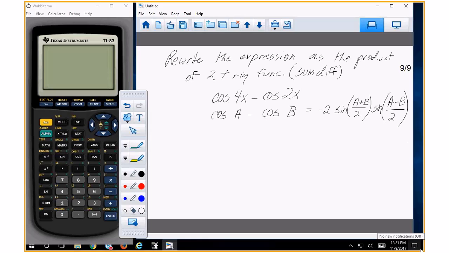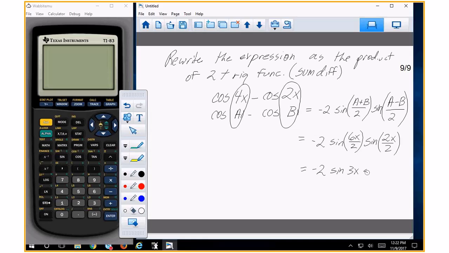Now, I'm not trying to insult anybody's intelligence, but this is pretty simple. Negative 2 sine, what's 2x plus 4x? 6x over 2, sine of 4 minus 2 is 2x over 2. Negative 2 sine 3x sine of x. That's two trig functions, as product of two trig functions.